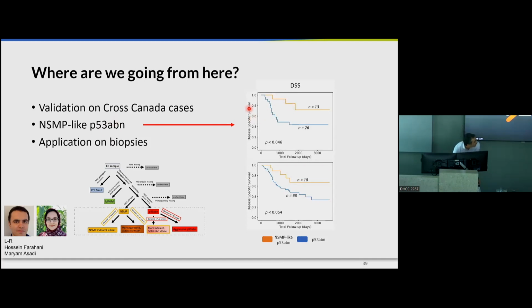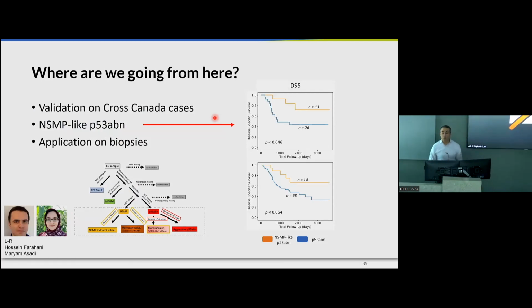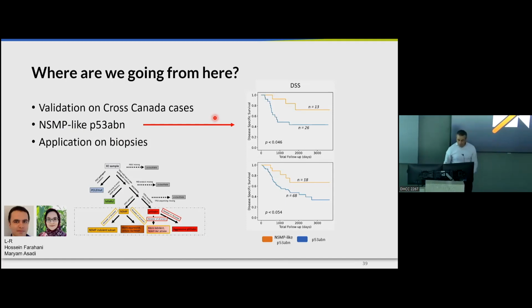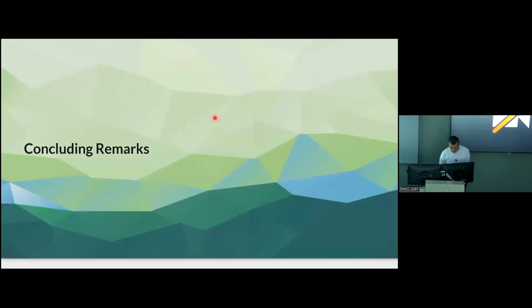We still need to investigate those and see if the combination with other molecular markers and genomic data will improve this stratification, meaning that we might be able to identify some good players within the P50 abnormal cases, because they usually do really badly compared to the rest of the patients. And obviously we are trying to build the infrastructure to be able to apply these to biopsy material.